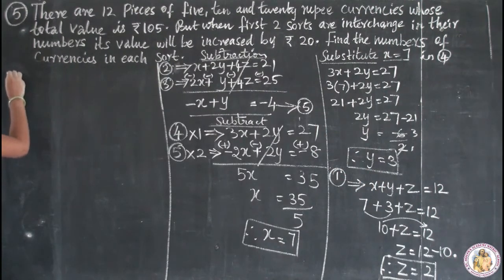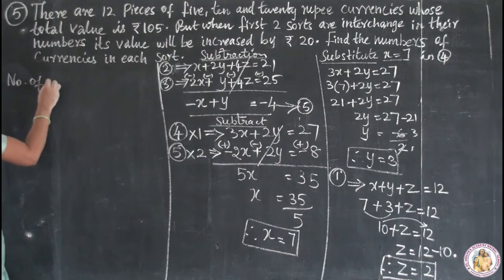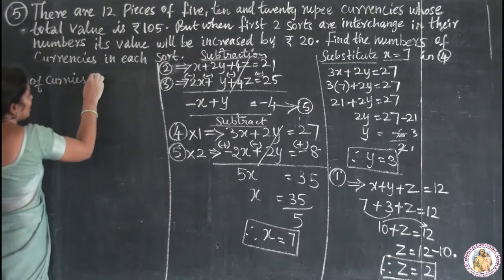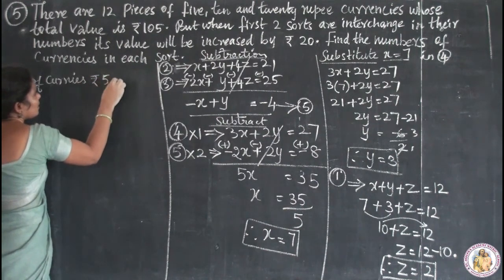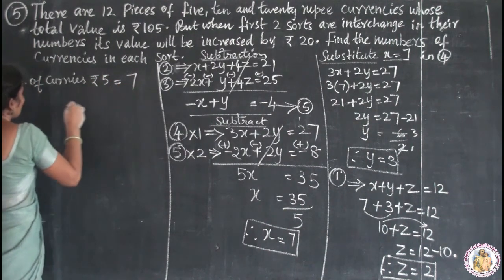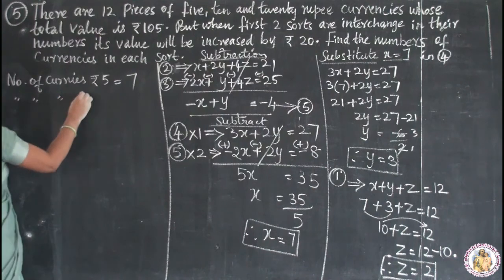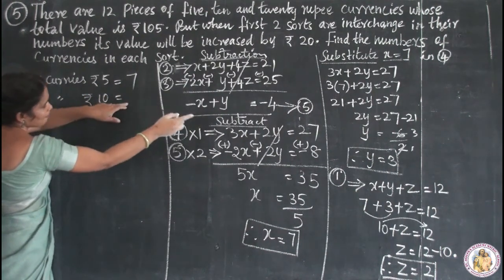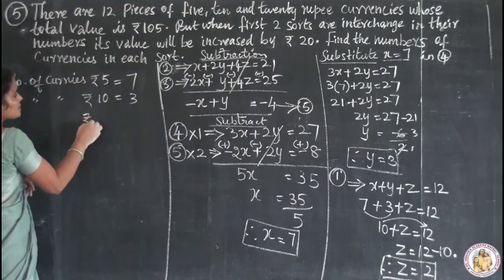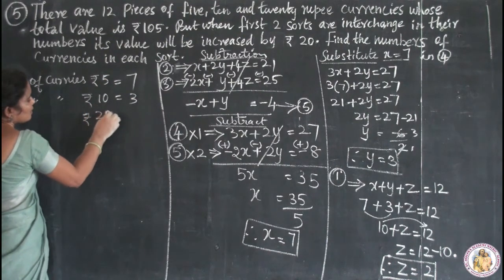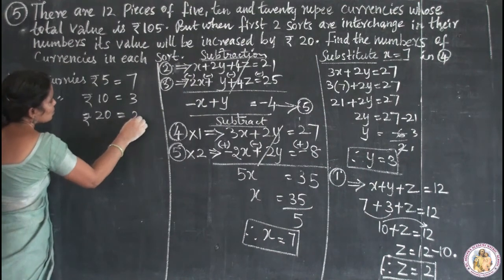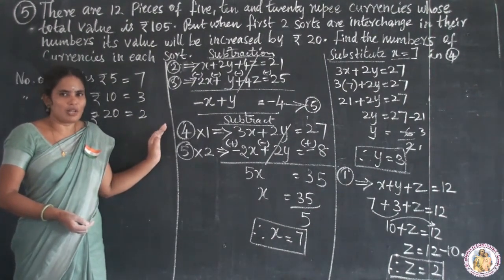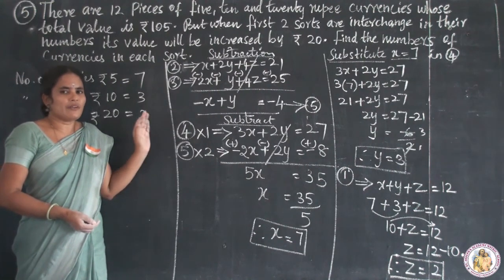Therefore, number of currencies in 5 rupees note is 7 and number of currencies in rupees 10 is 3 and number of currencies in rupees 20 is 2. So students, we have come to the end of this exercise. Practice all the sums. You will be asked 1 5 mark from this.